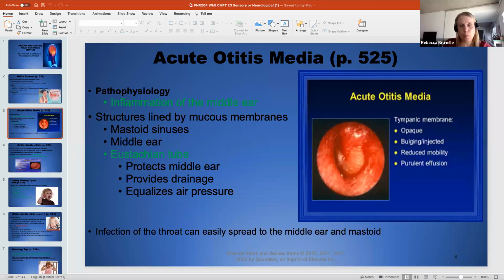So there's a couple reasons why kids are pretty susceptible, but one of the main ones is that their eustachian tube, it's not as angled.